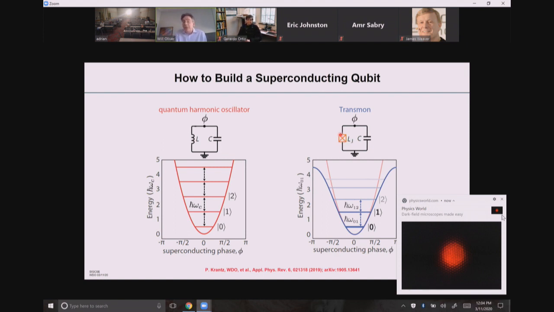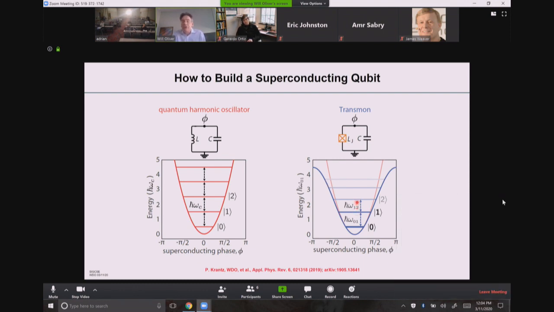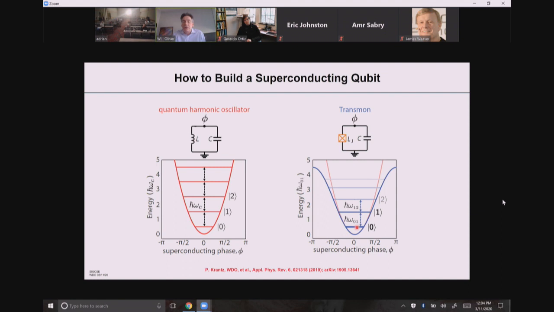And so by putting a superconducting Josephson junction in parallel with a linear capacitor, we change the potential profile. And when we change it, these energy levels also change in their transitions. And what we see is the 0-1 transition has a unique frequency from the 1-2 and the 2-3, et cetera. And so we can draw a box around 0 and 1 and say that is our qubit. And that's how it works. That's how we design qubits.